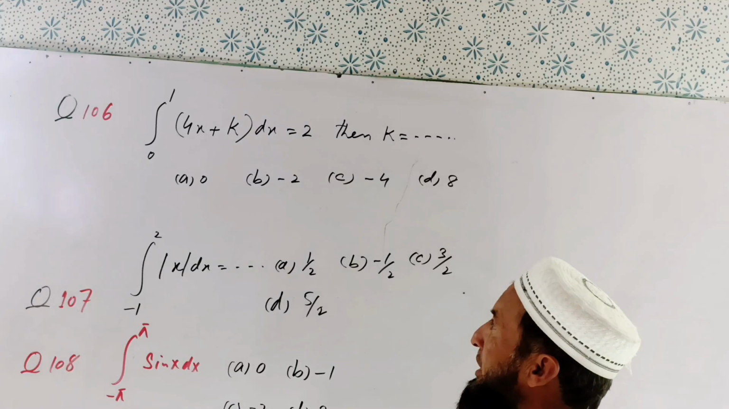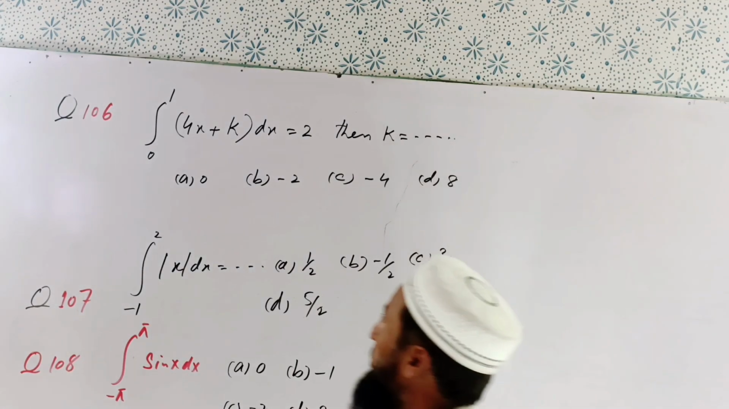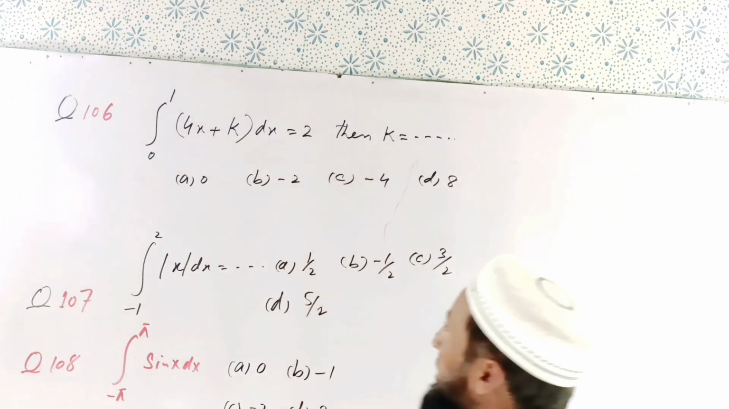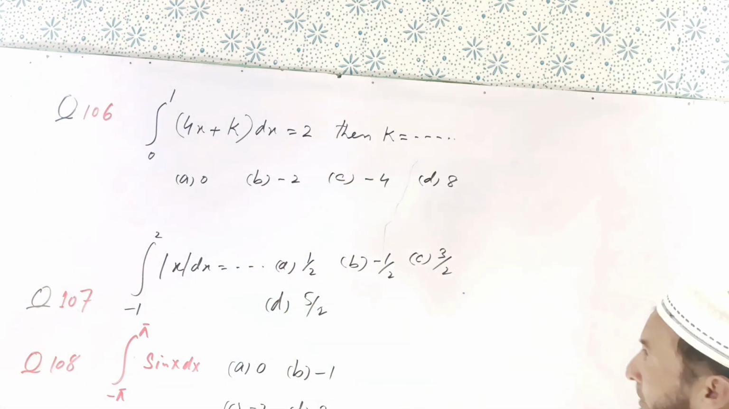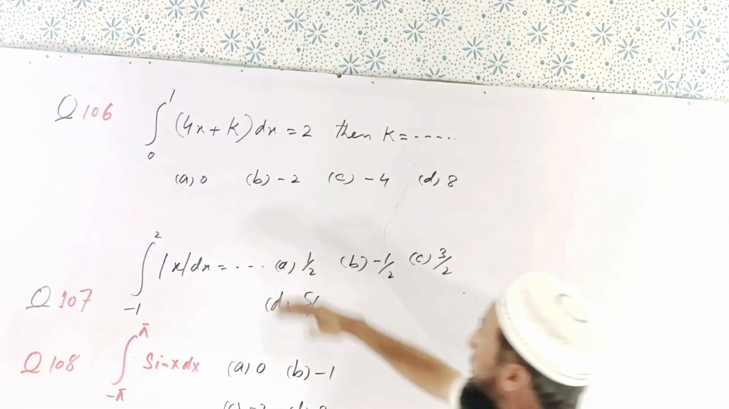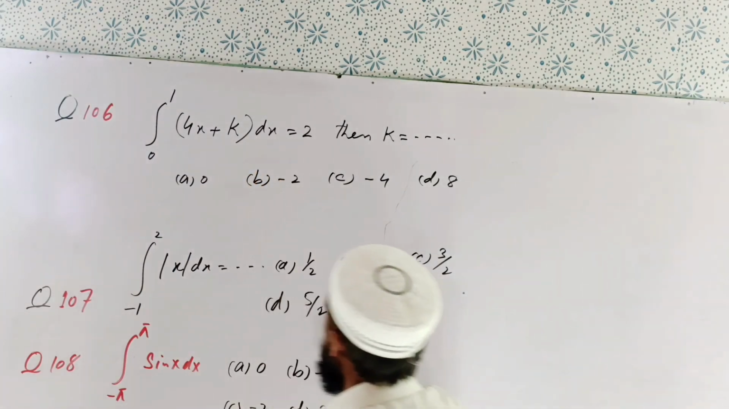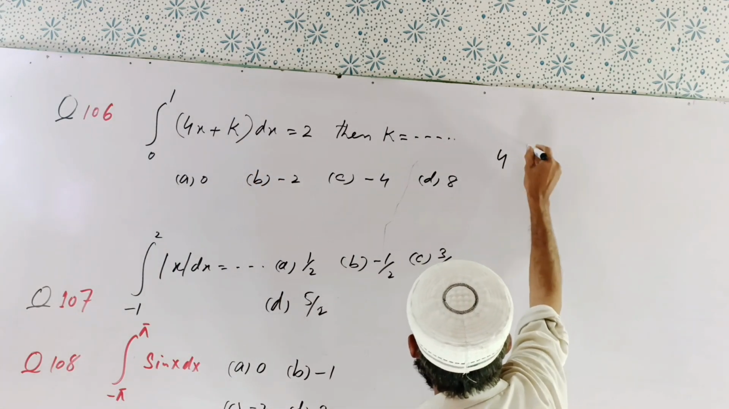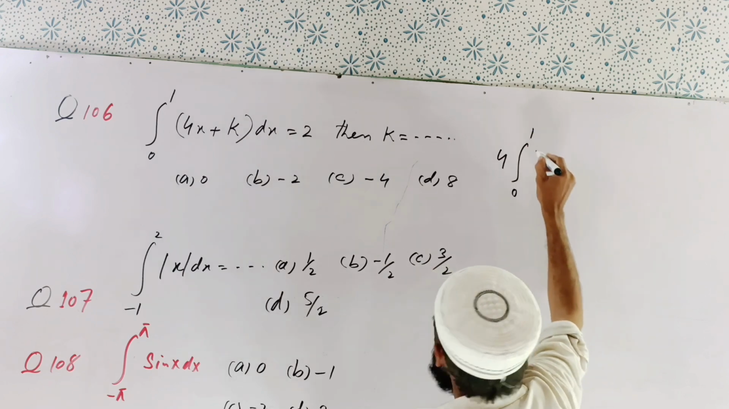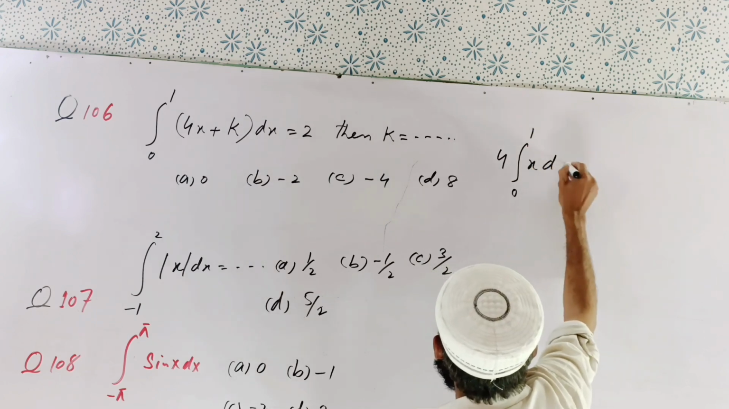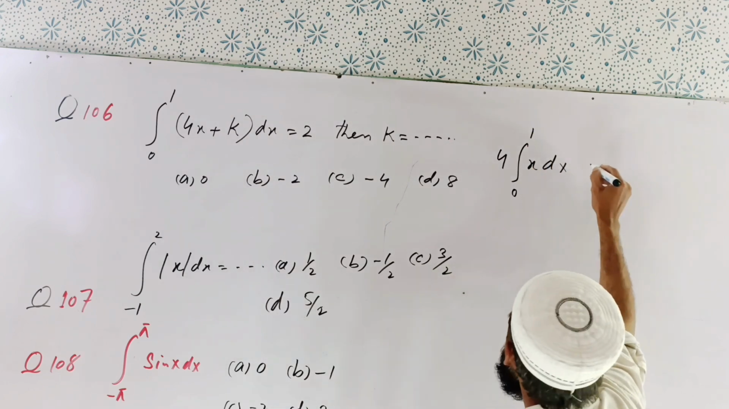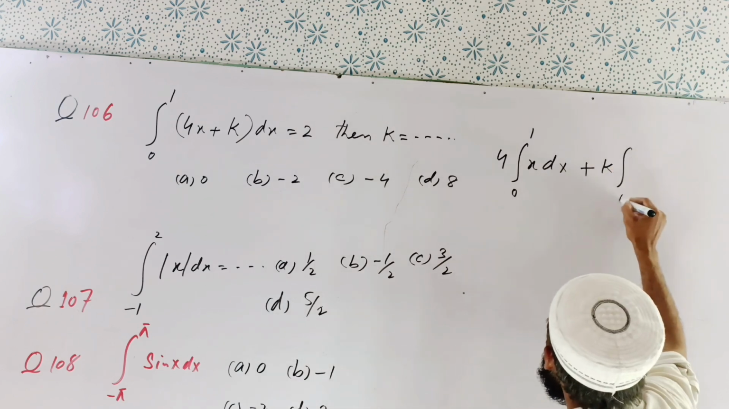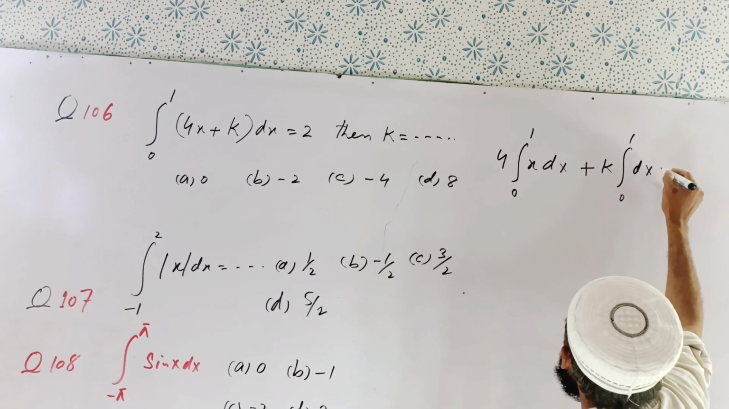Number 106, integration 0 up to 1 of 4x plus k dx is equal to 2. What is the value of k? So first of all we apply the integration. 4 is constant and we take it outside: 4 integration 0 to 1 x dx plus k integration 0 to 1 dx is equal to 2.